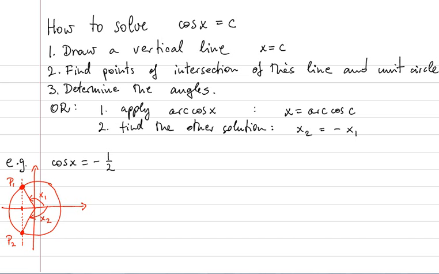So first, what we notice is that x2 is equal to -x1. So if we know one of them, we will find the other. Next, what we notice is that -1/2 is a very special value for which we know what the point is. So the point P1 is (cos x1, sin x1), and we know that cos x1 is -1/2. And we know that this is a special value.